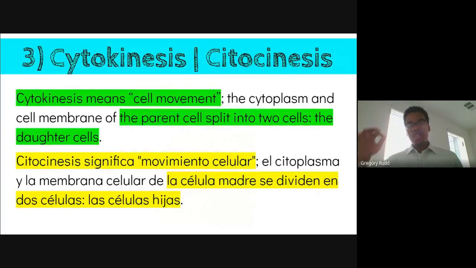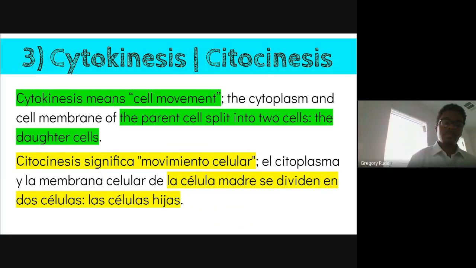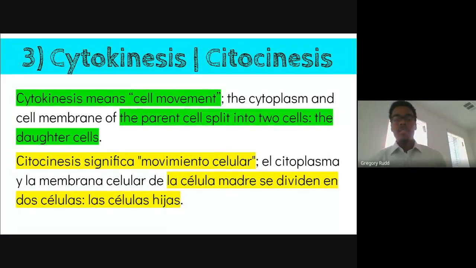And then the last step of the cell cycle is cytokinesis. Please do write down everything that is highlighted. I think I messed up my colors here, didn't I? Yeah. Cytokinesis means quite literally cell movement. Cyto means cell, kinesis means movement. This is when the cytoplasm and cell membrane of the parent cell split into two cells, which we call the daughter cells.